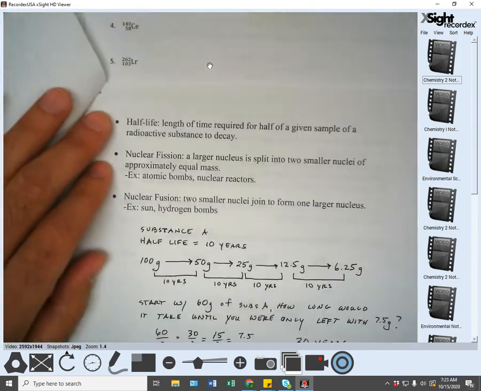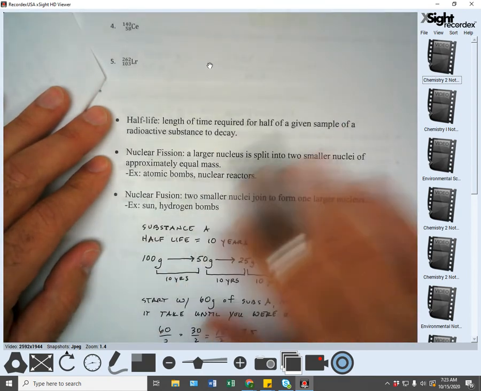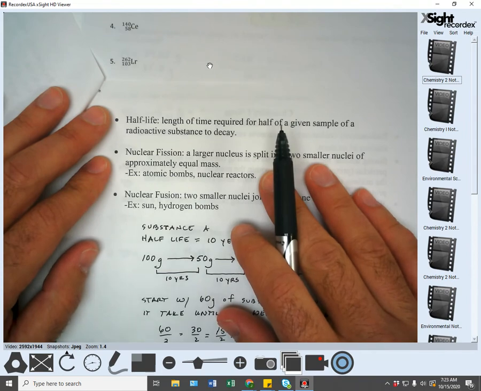Now, the stuff on the back here, don't worry about this for now. If we need it, I'll do it either later in class or I'll do another video at some other time.